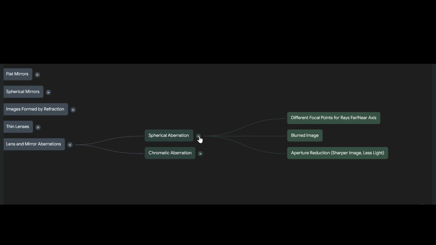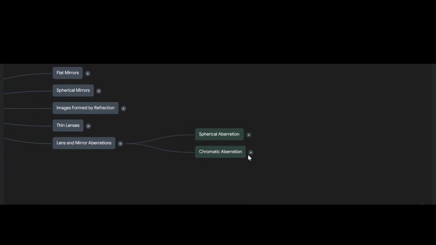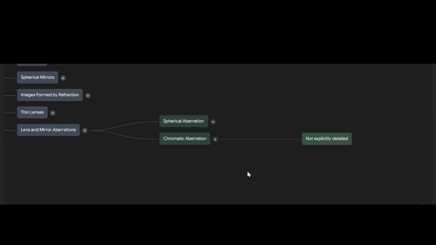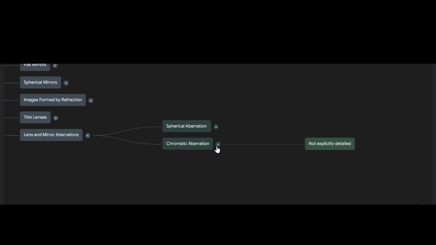Yes, a big one is chromatic aberration. Chromatic, like color. Exactly. It happens because the refractive index of glass isn't actually constant. It's slightly different for different wavelengths or colors of light. Wait, glass bends different colors by different amounts. Yep. Blue light usually bends a bit more than red light, for example. So what does that do to the image?